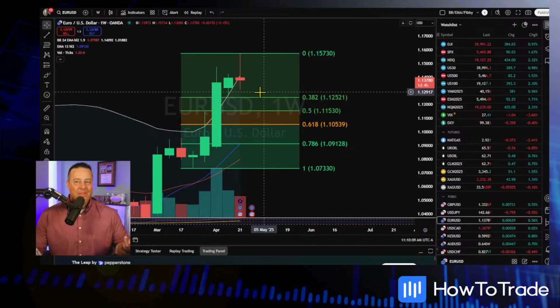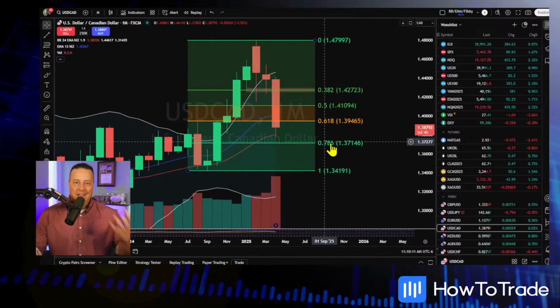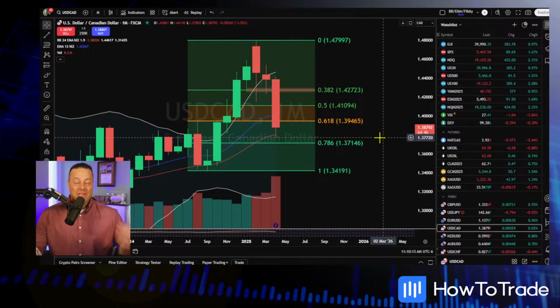This trade right here in the euro US dollar is nothing like this trade in the dollar Canadian dollar. And the reason why is the market drivers. Right now, dollar against the euro is all about tariffs, trade war, yada, yada, rate cuts from the ECB. That's absolutely huge. Now, as far as what we're looking at for the Canadian dollar, it's going to be a little bit different. It's going to be crude oil in the mix. It's going to be the tariffs and the trade war that's developing between Canada and the United States.